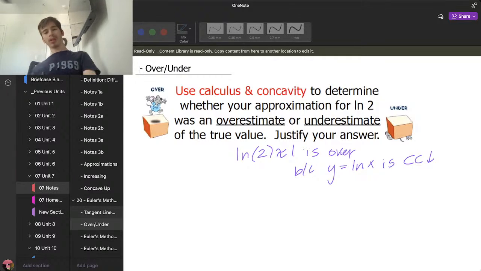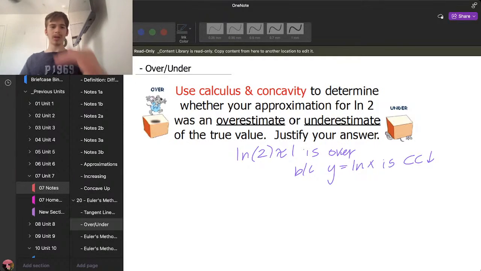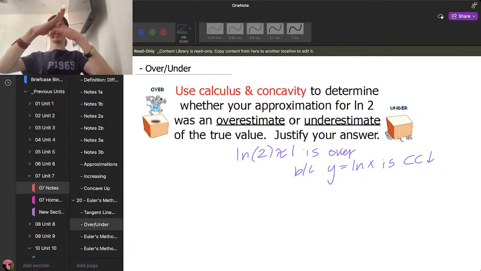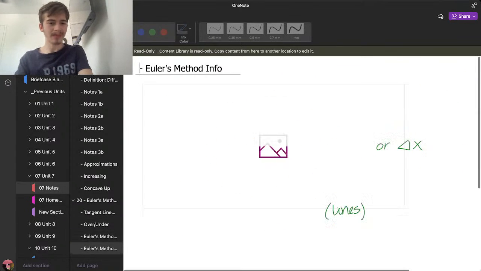Okay, tangent line approximation. You're using a tangent line. It makes sense: overestimate, underestimate. If the graph is concave down and you're doing a tangent line approximation, it's going to be an overestimate. You can see why. If concave up and you're doing a tangent line approximation, it's going to be an underestimate. You can just visualize it.